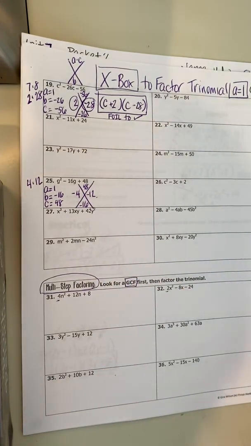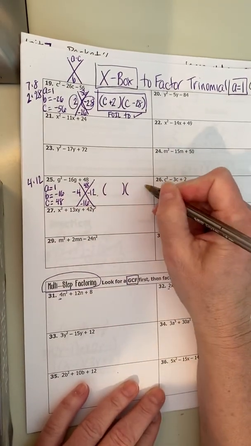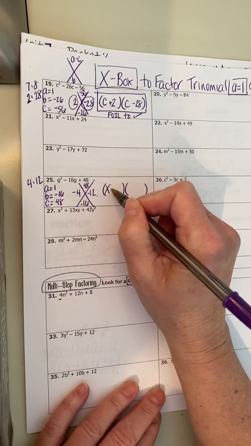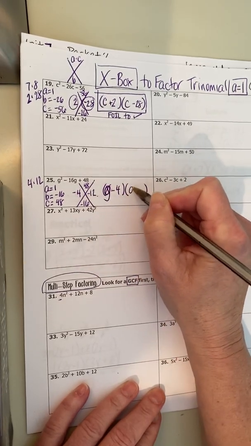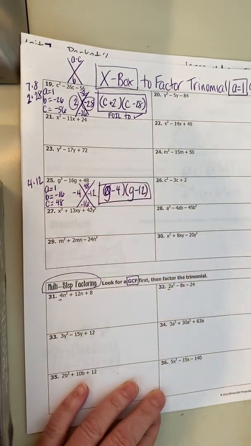All right, that's the hard part. The easy part is to write down the answer. I always set it up first. So now it's supposed to be g minus 4 times g minus 12. And that would be factored.